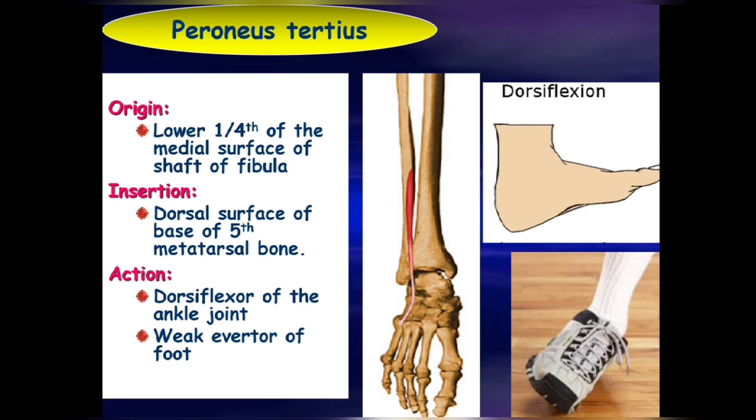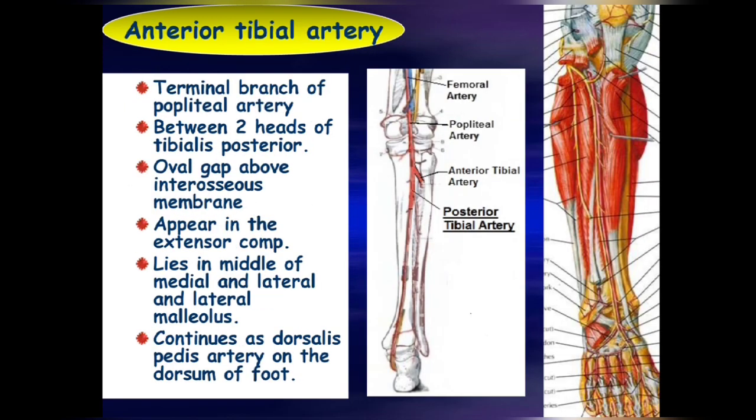Next muscle is peroneus tertius. Peroneus tertius originates from lower 1/4 of medial surface of shaft of fibula, and it is inserted over the dorsal surface of base of 5th metatarsal bone. Action is dorsiflexion of ankle joint, and it is a weak everter of foot.